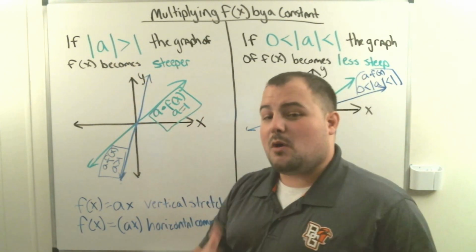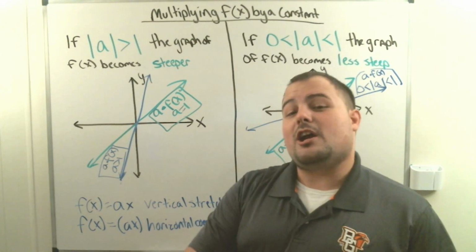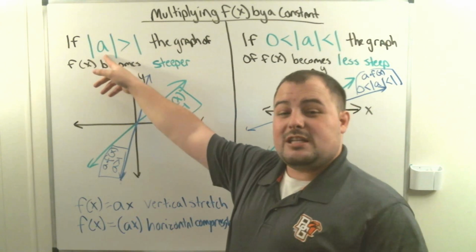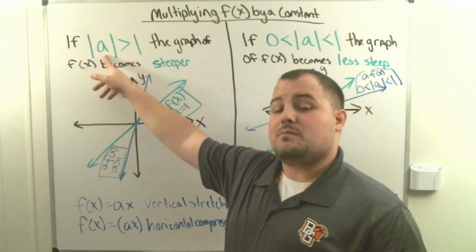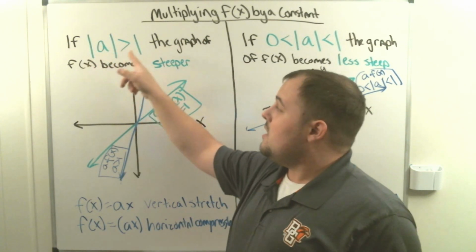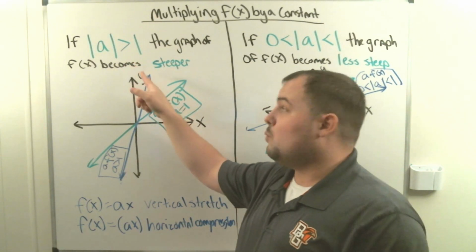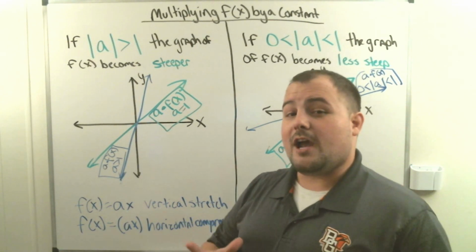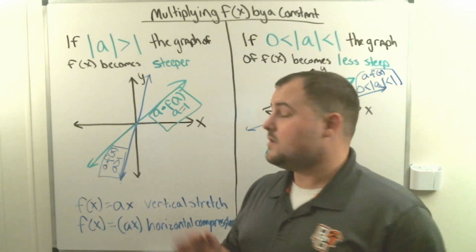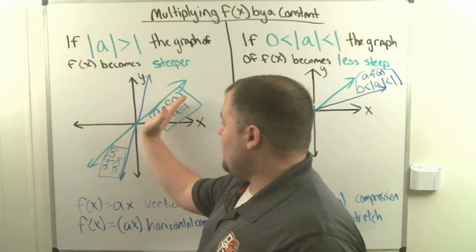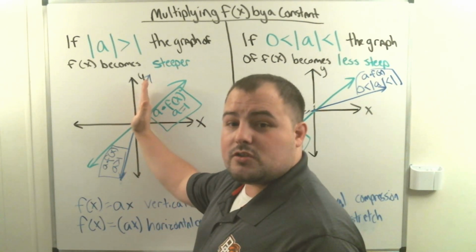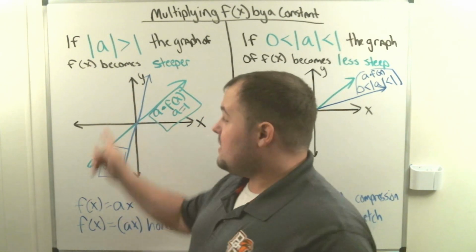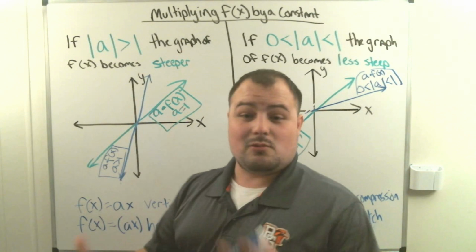Now, the number that's multiplying by x, or in this case, our a value, if we take that number's absolute value, so negatives don't matter, and that absolute value is bigger than 1, then the graph of f of x becomes steeper. What that means is the graph is going to get closer to the y-axis. So if our graph starts here, it's going to shift closer and closer to the line that's labeled y. And the closer it gets, the more steep it is, because we would never want to run down something that has the y-axis.